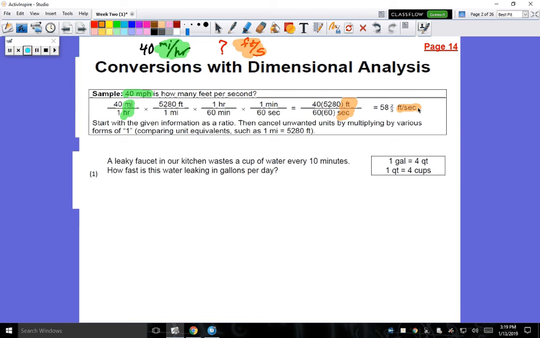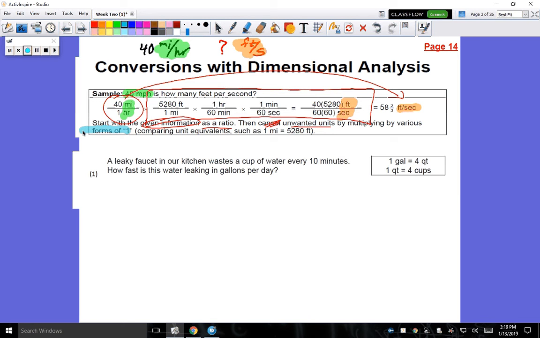Alright, so what we're going to learn is what it is that we will be doing, multiplying, dividing, and so on, this beginning number in order to get to this answer of 58 2/3 feet per second. Alright, so we're going to give the given information as a ratio, which is what you see, and our goal is to cancel. We are trying to cancel any unwanted units. Okay, we're going to be multiplying by forms of 1. We have a lot of practice of these forms of 1. Here in just a bit you'll see what I'm talking about.